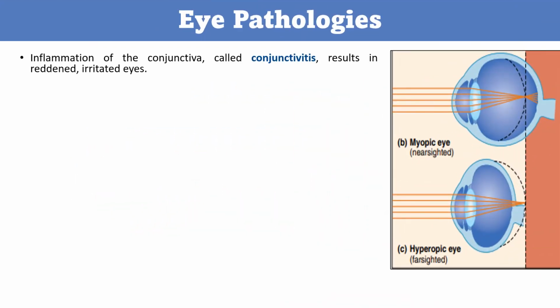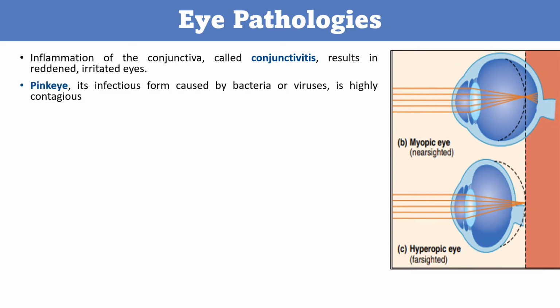Eye pathologies. The first one is inflammation of the conjunctiva, also called conjunctivitis, which results in a reddened and irritated eye. Pink eye, its infectious form caused by bacteria or virus, is highly contagious.